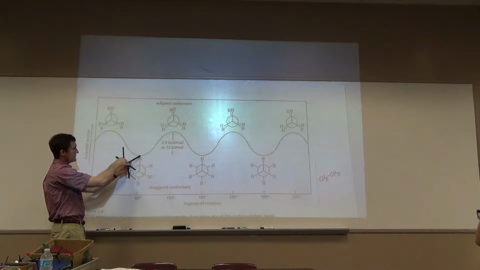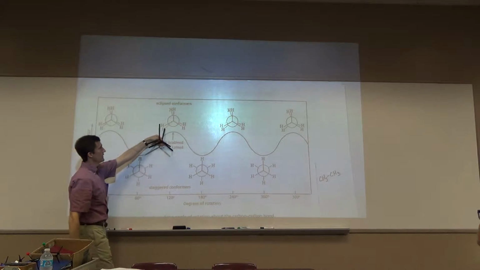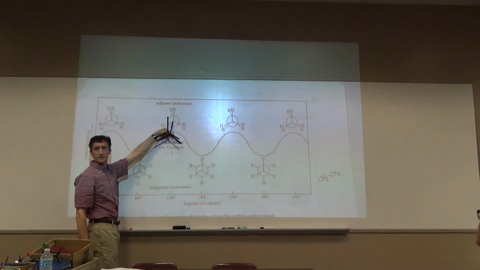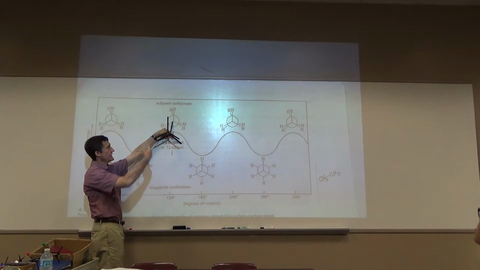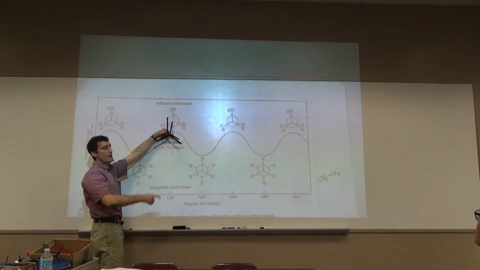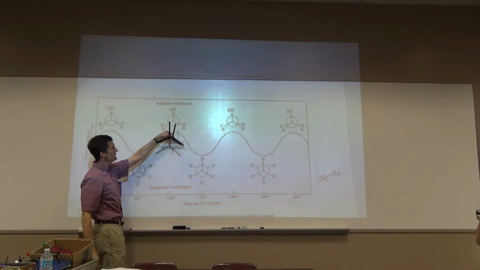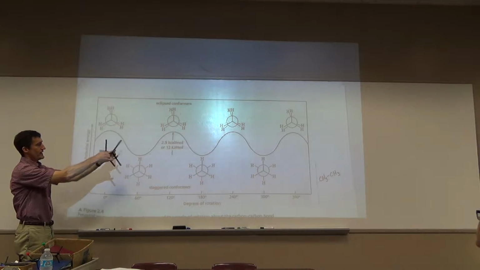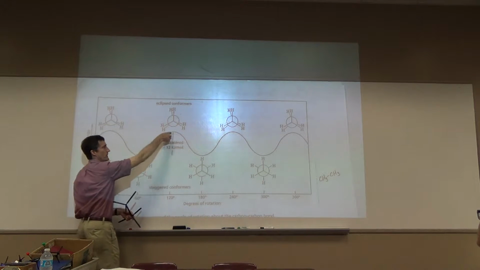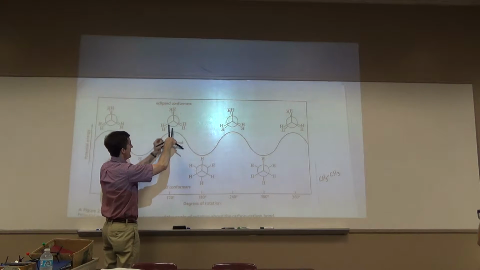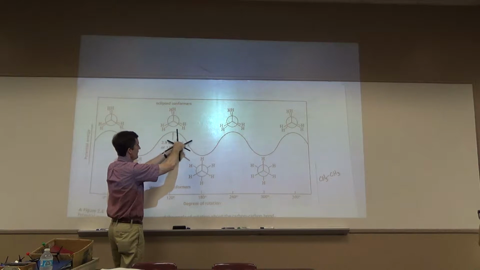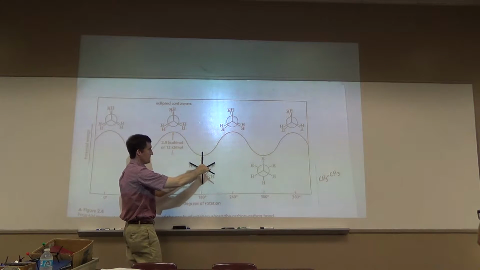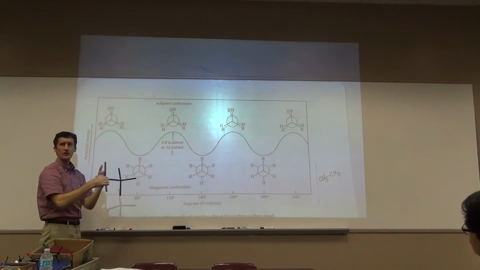Let's turn the back another 60 degrees. What do we get now? We actually get back to eclipse. And it's actually the same exact eclipse as over here, because all these are H's. There's no difference from that and that. There's no difference from that and that. So they have the same energy. We go back up. Now let's rotate again, another 60 degrees. We get back to staggered. But that stagger is no different than this one because they're all H's.